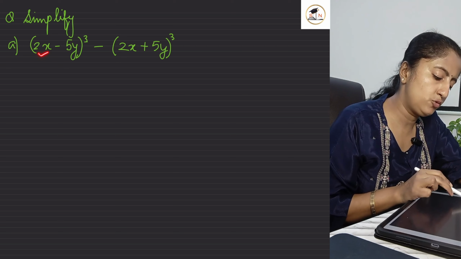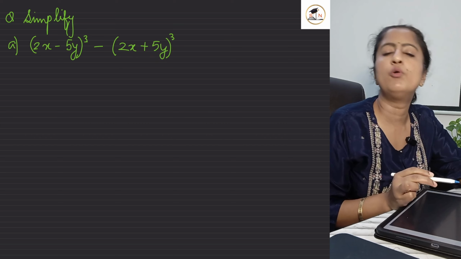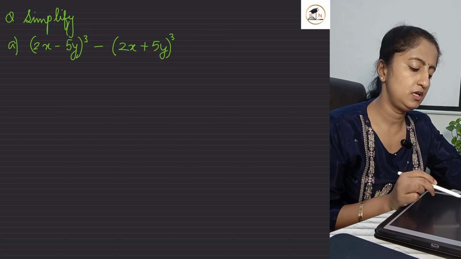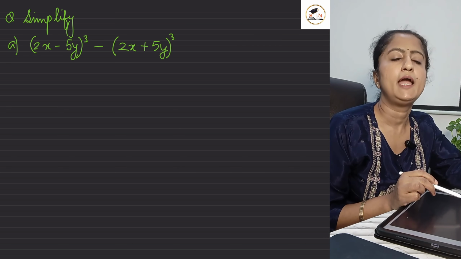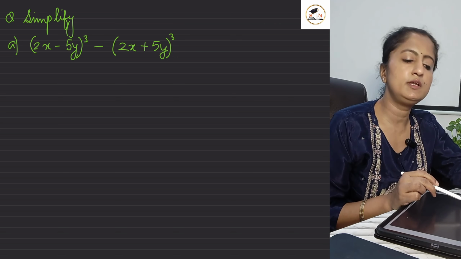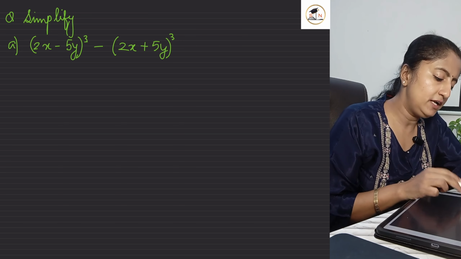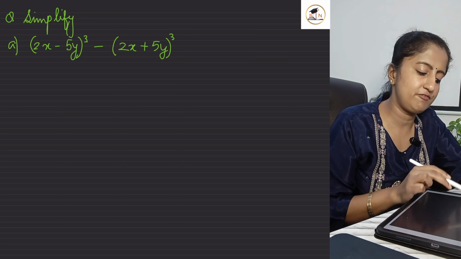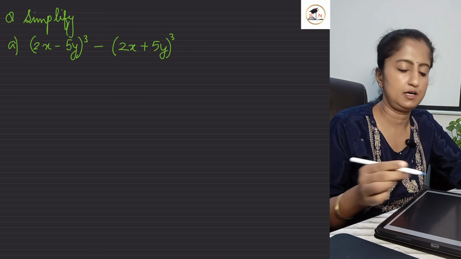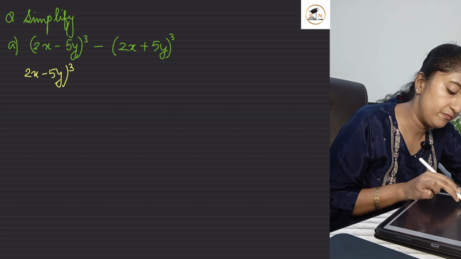The question says 2x minus 5y whole cube minus 2x plus 5y whole cube. This is a question belonging to simplifying. So over here, you have to expand each bracket and then subtract the answers. There is nothing more in this, but the only requirement is you have to be careful while expanding each of them. So what I will do, I will expand 2x minus 5y whole cube separately, 2x plus 5y whole cube separately, and then club the answers, right?